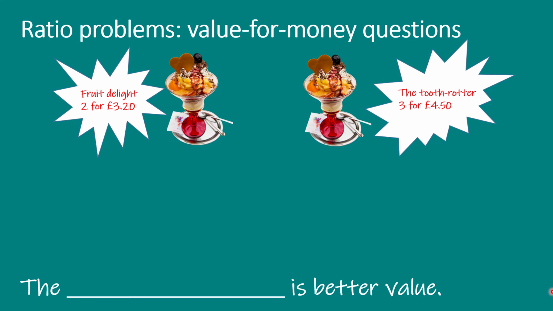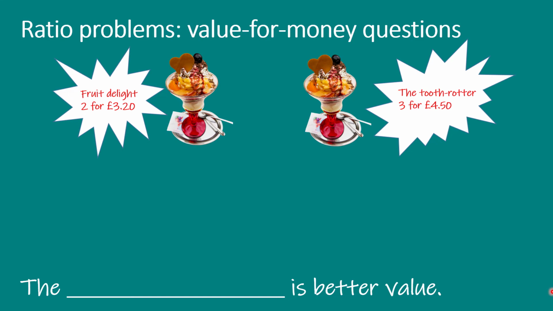So how can we think about this and answer the question? It's hard to compare the prices right now and really know which offers best value for money. I can see different prices, £3.20. That's less than £4.50, but that's only for 2 sundaes. Whereas £4.50 is for 3, so which is best value? The key is finding the price of one item for each. So that's how we're going to think about it, and I'm going to use the bar model.